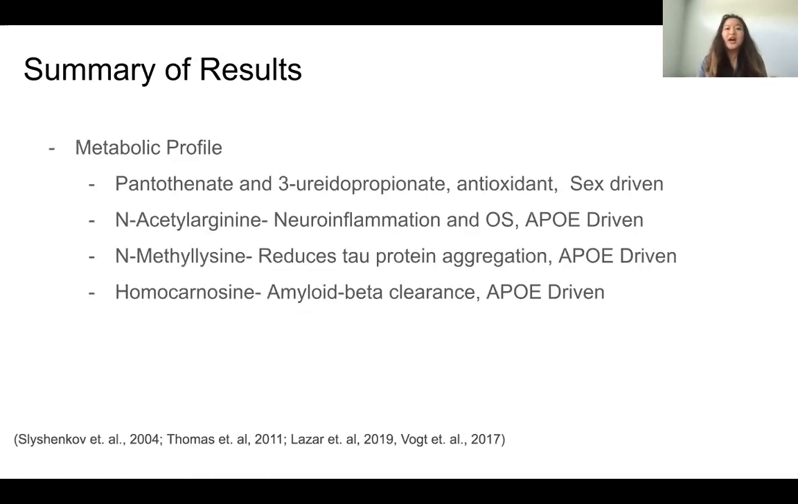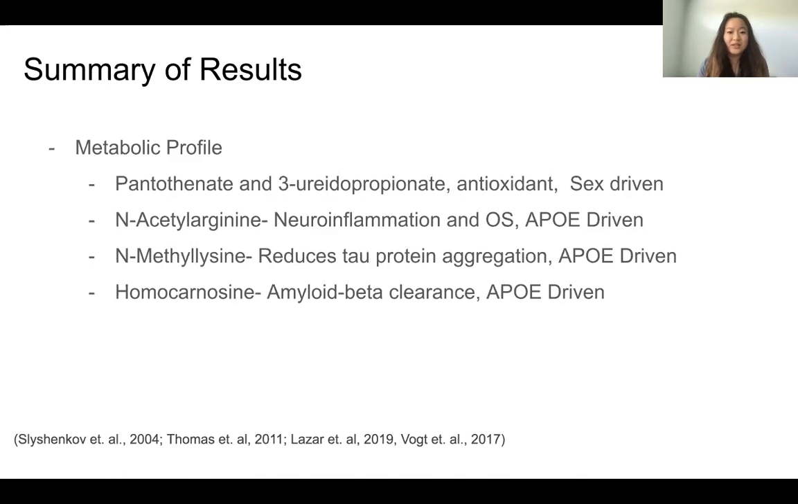And so just a summary of the results that I had. So the panthotenate and 3-uretopropionate are essentially the antioxidants. Of the metabolites, these are the 2 that are significantly changed by the gender of the individuals. And so actually 3-uretopropionate, as I said, is both influenced by the gender of the individual and also the genotype of the individual.